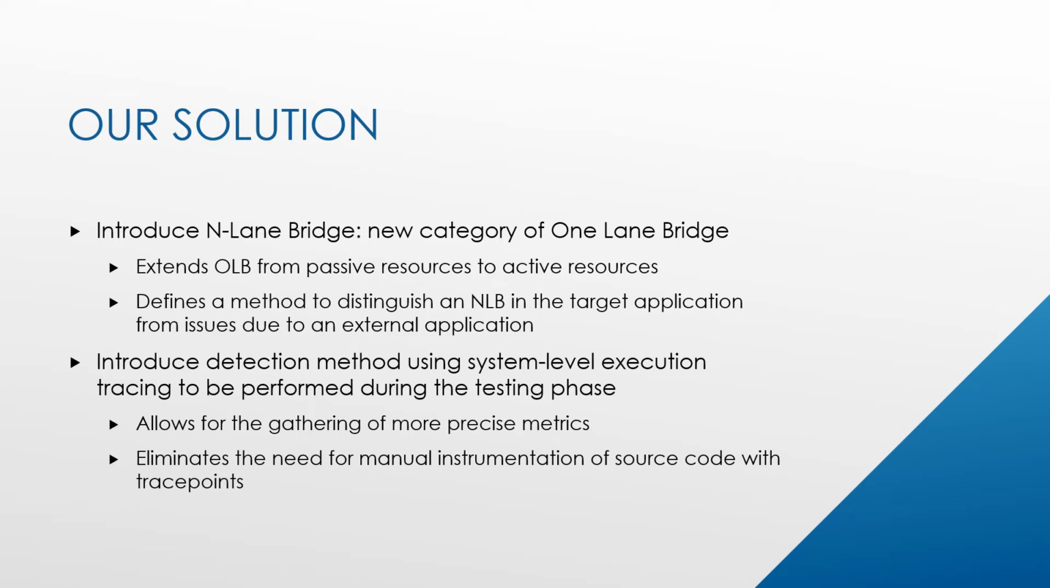In order to address these challenges so that we can use the one-lane bridge antipattern to diagnose multi-threading issues, we first introduce the N-lane bridge, a new category of one-lane bridge. This new category extends the one-lane bridge from passive resources to active resources. It also defines a method to distinguish an N-lane bridge in the target application from issues due to an external application. Second, we introduce a detection method using system-level execution tracing that will be performed during the testing phase.